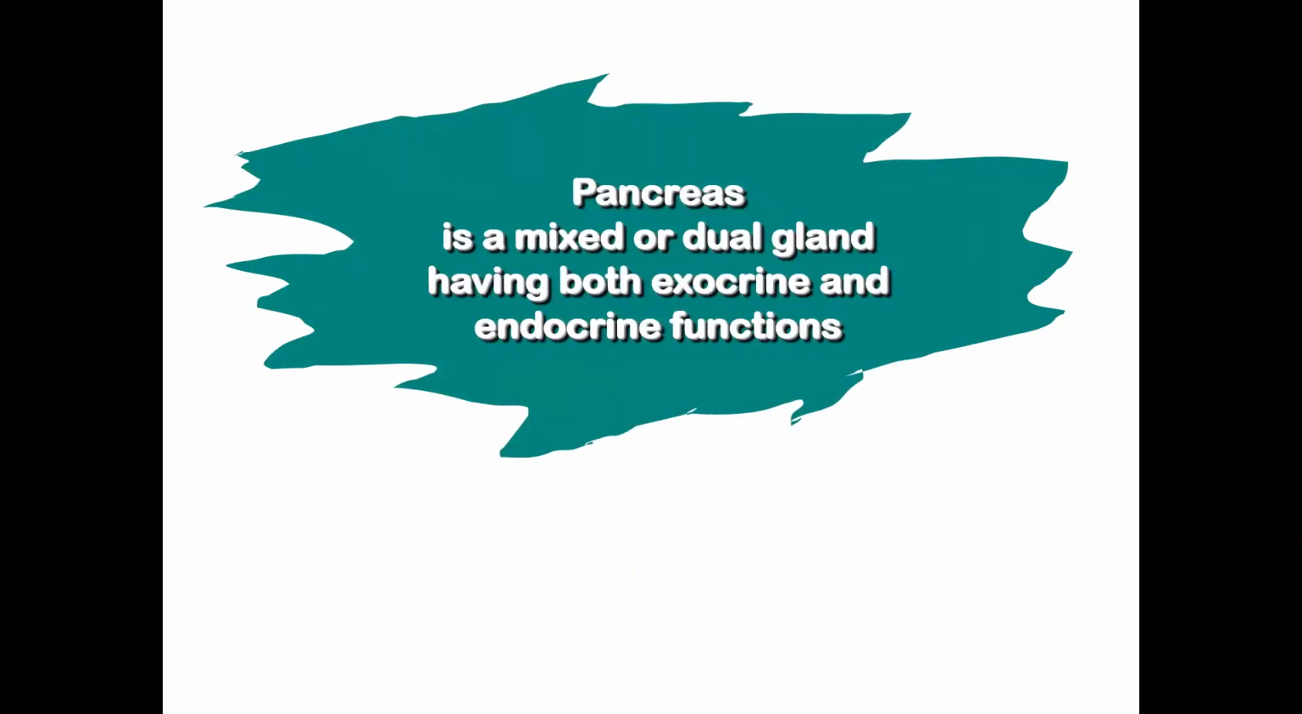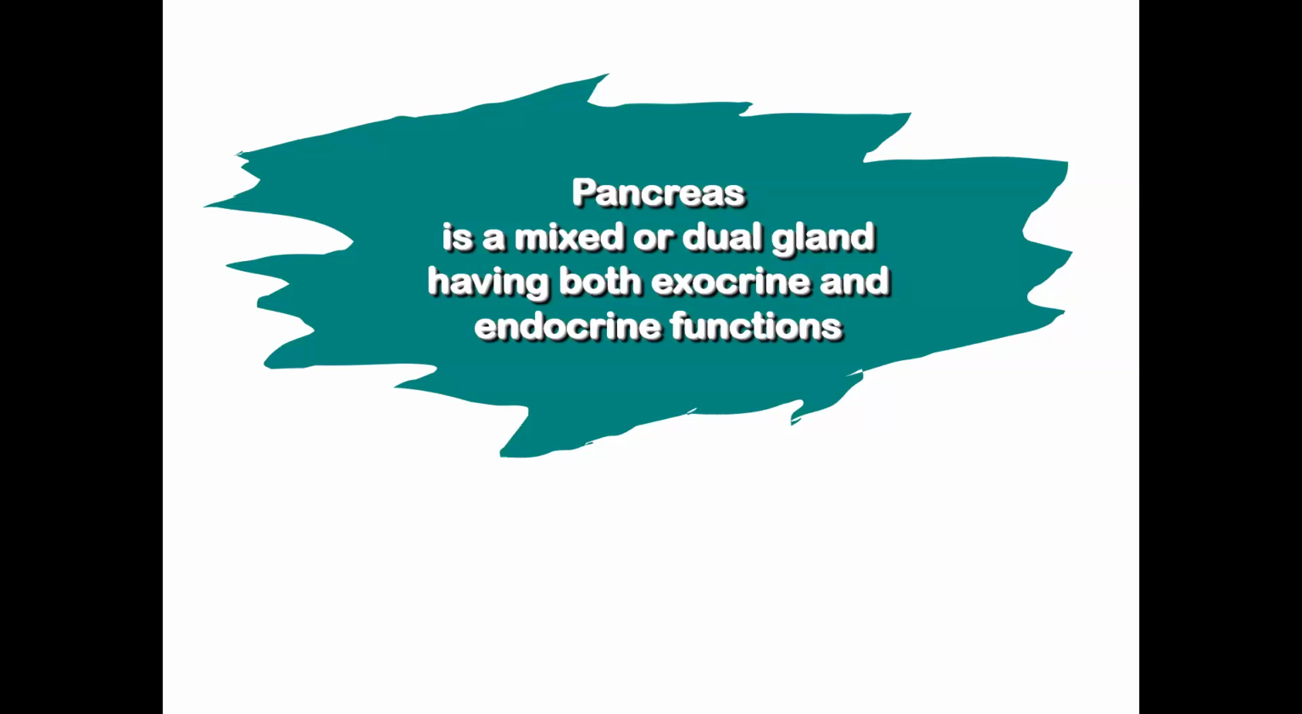So the pancreas is a mixed or dual gland because it has exocrine as well as endocrine parts. It secretes hormones such as insulin and glucagon, which get diffused into the blood, and through the blood, they are carried to different target organs.